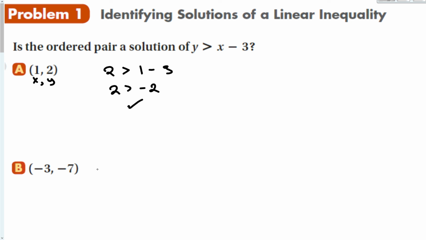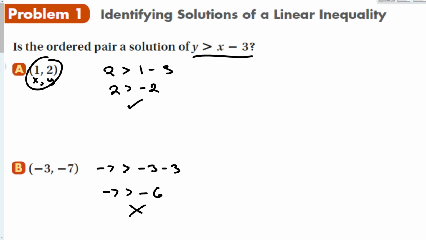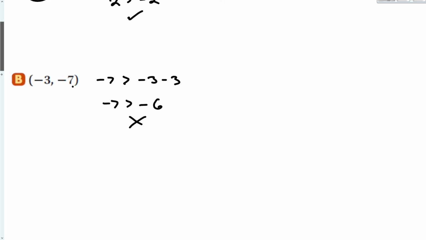Let's look at this next one. Negative 7 is y. Is that greater than negative 3 minus 3? Negative 3 minus 3 is negative 6. That is not true. Negative 7 is not greater than negative 6. So this point is a solution of this linear inequality, while this point is not. And we'll talk about what that means in a second.